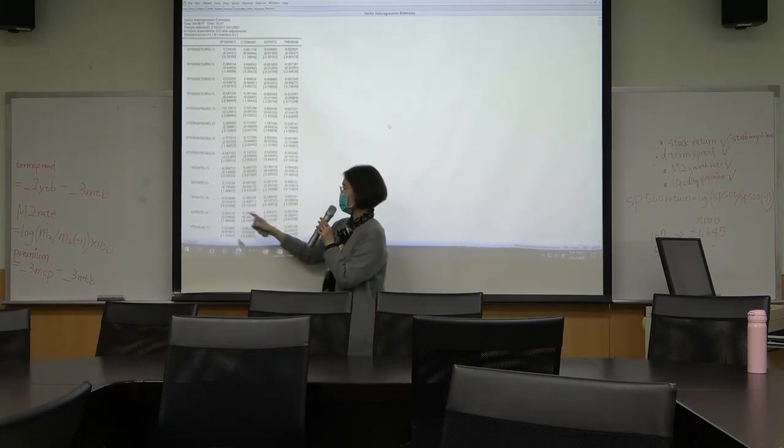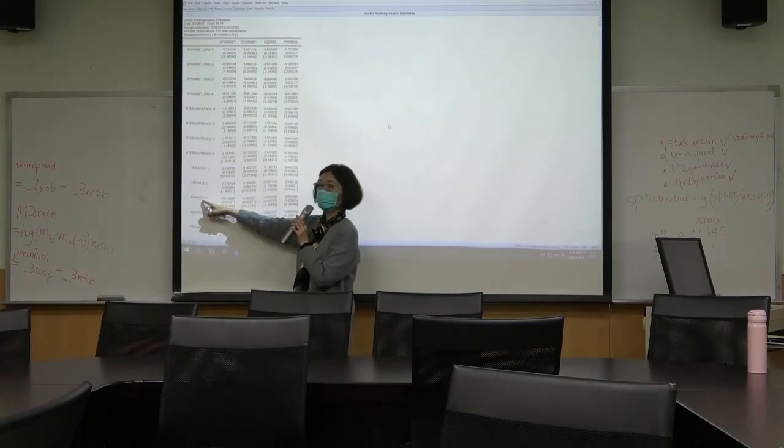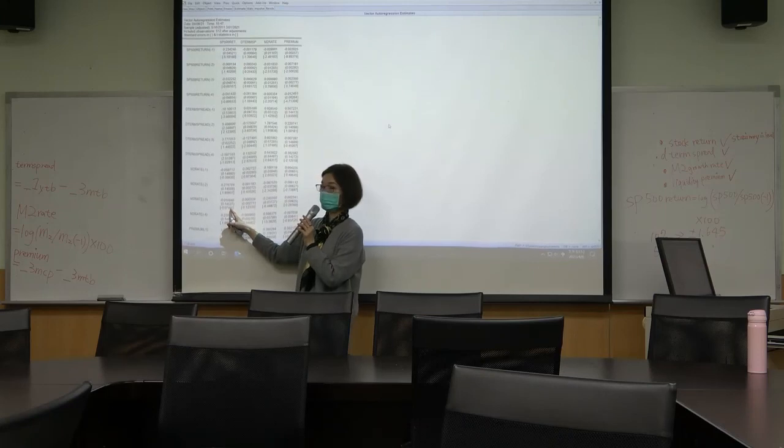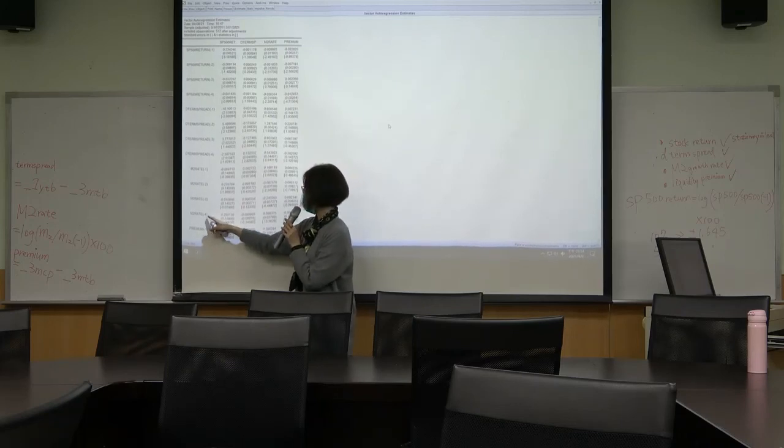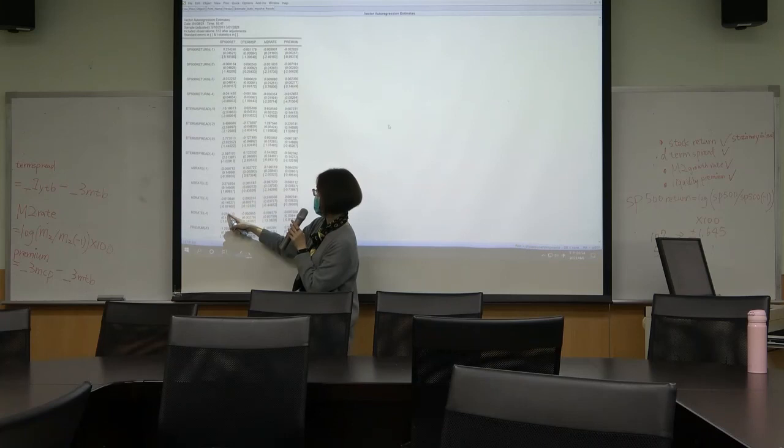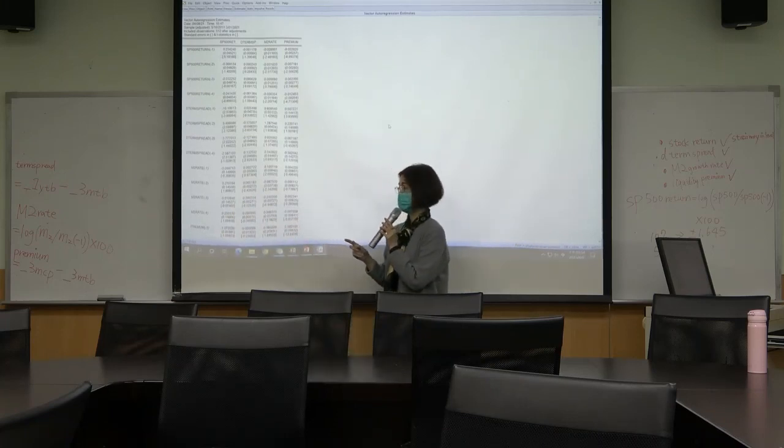And then 3 weeks ago, when the money growth rate increases, it does not bring any significant effect on the stock return. How about 4 weeks ago? According to the T-test statistic, 1.689, yes, it is significant at 10%. So when the money growth rate increases, the stock return will increase by 0.25%.